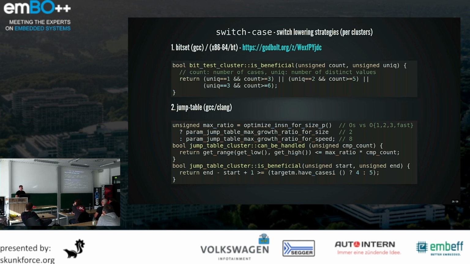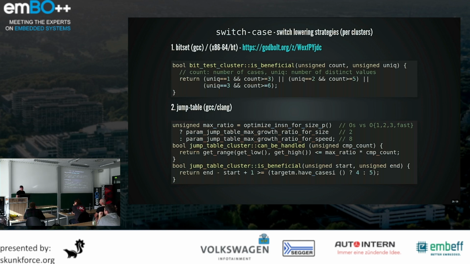If it's for speed, you can have a sparsity of 8. So you can have 1, 8, 15, and it will still consider a jump table as an option. But then it tries to verify with a heuristic. All of that is heuristic. It will compare the count of comparisons, figure out how many comparisons I would do and how beneficial the range of the jump table is, and the heuristic says yay or nay.